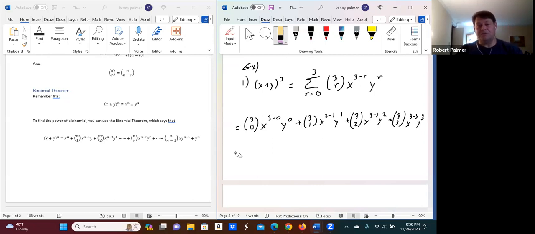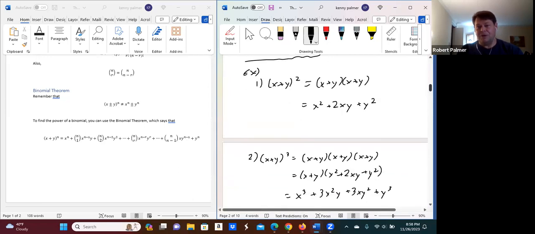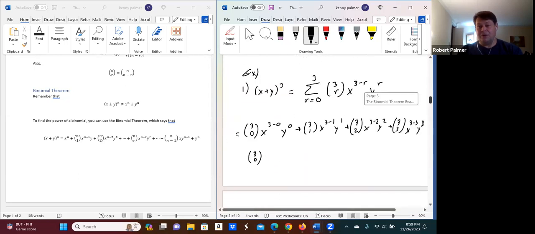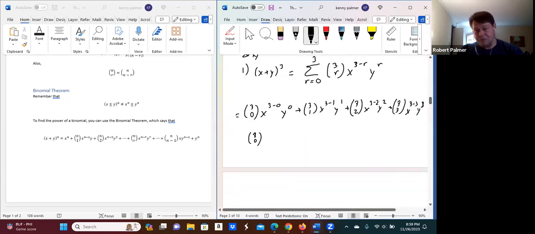Let's do a few things first before we actually go to it. Let's think about our coefficients. So 3 over 0, we said a minute ago, looking back in our notes, that in general any number over 0 is 1, and also any number over itself is also 1. So 3 over 0 is also the same as 3 over 3. Those are equal to 1.